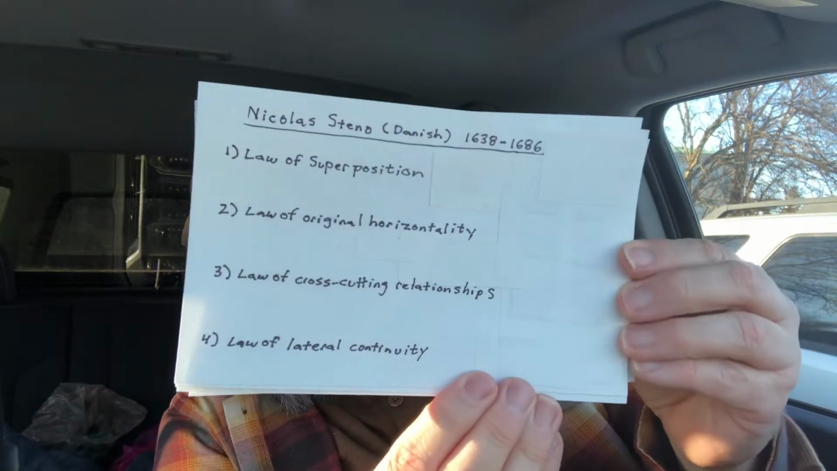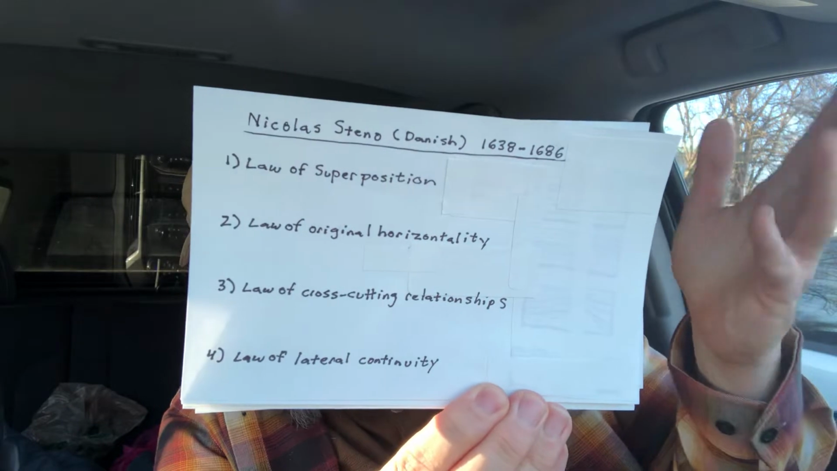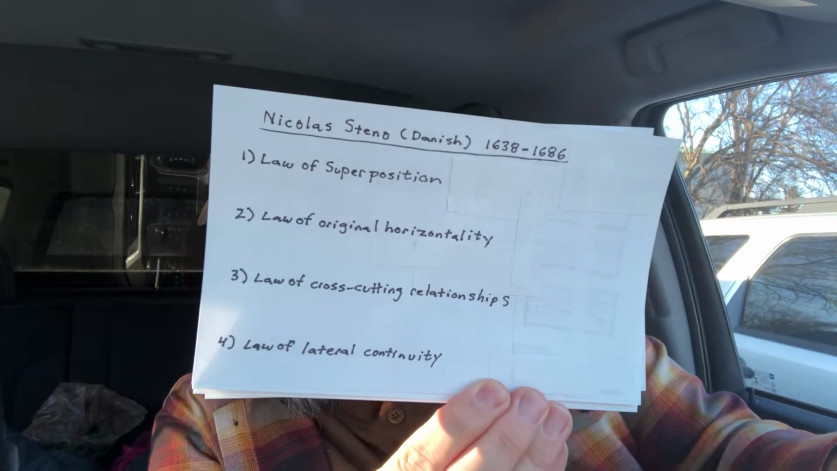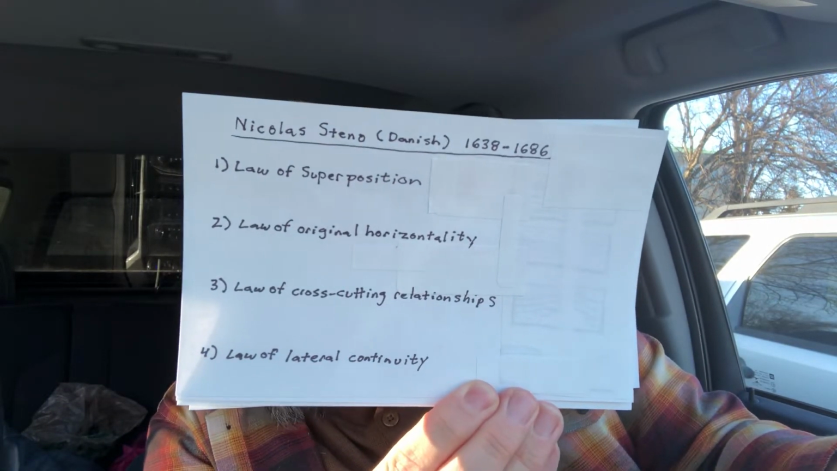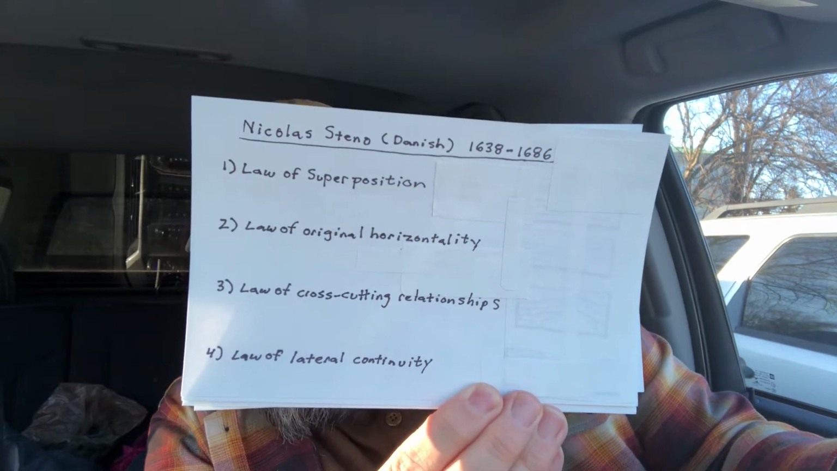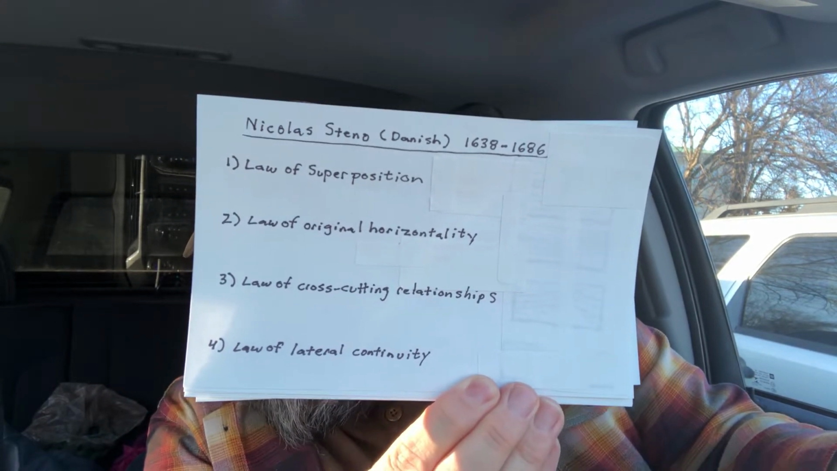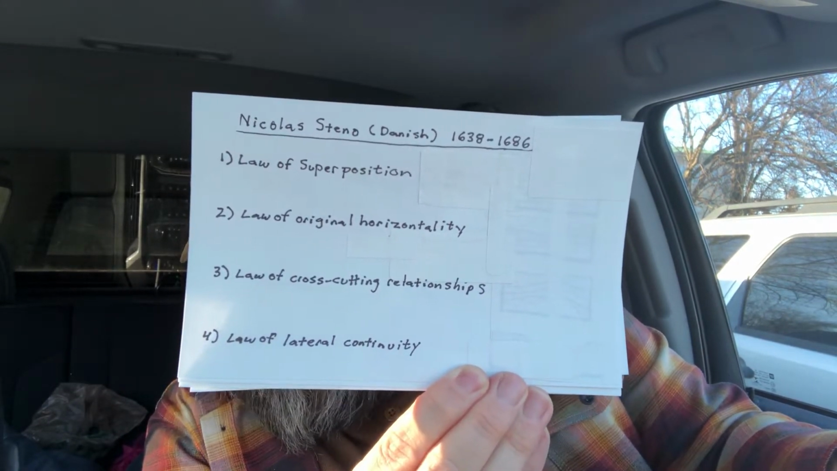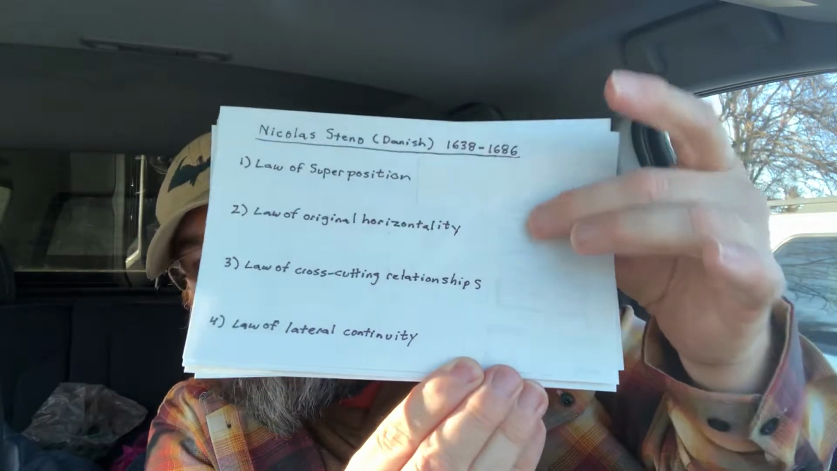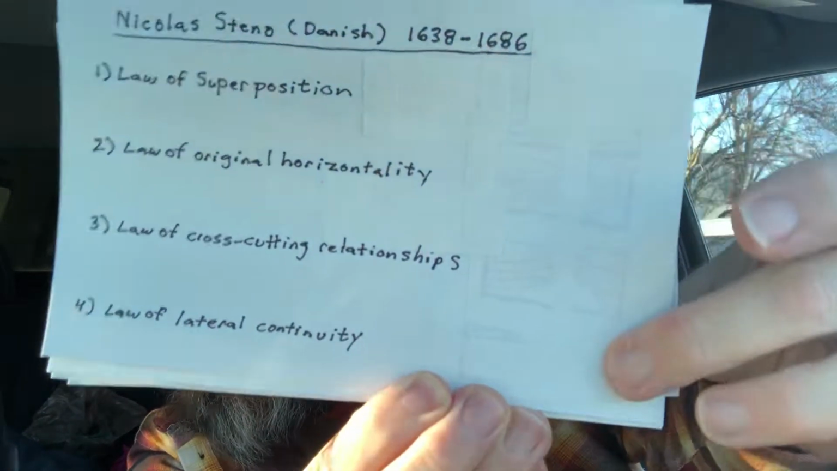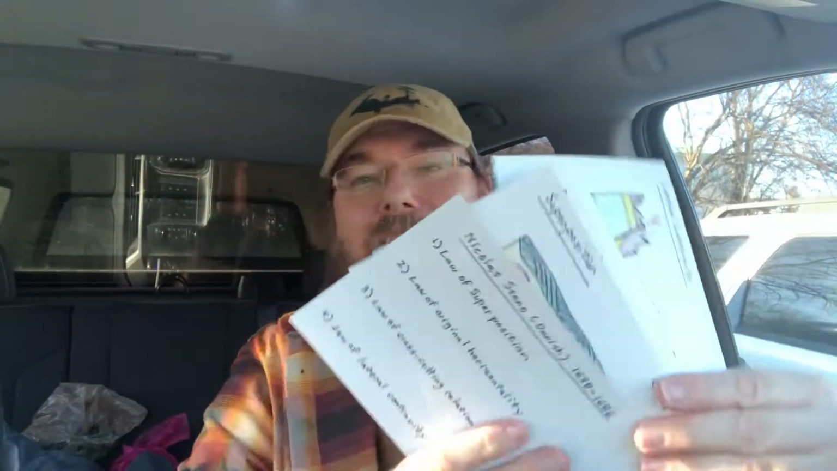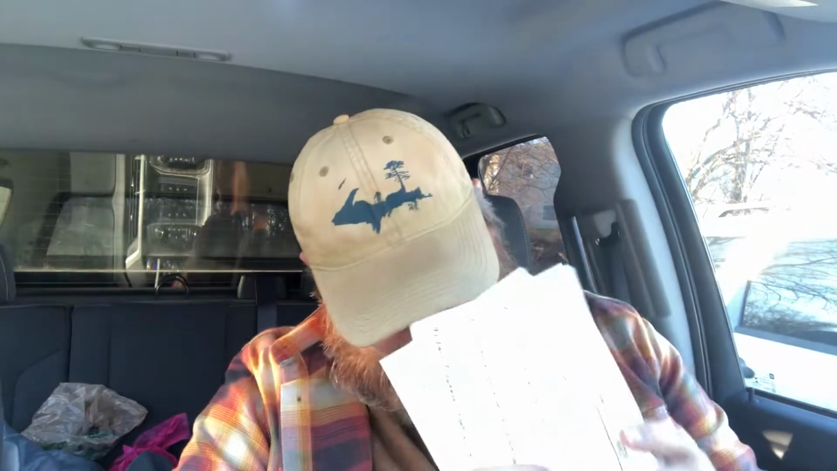But so let me get into them here. First of all, here they are: the 4 basic principles or laws of stratigraphy. You can see there, number 1, law of superposition; 2, the law of original horizontality; 3, the law of cross-cutting relationships; and 4, the law of lateral continuity. And you can see I had diagrams under here, and I whited them out because I decided to make cards for you instead. I'm going to go through these with you.